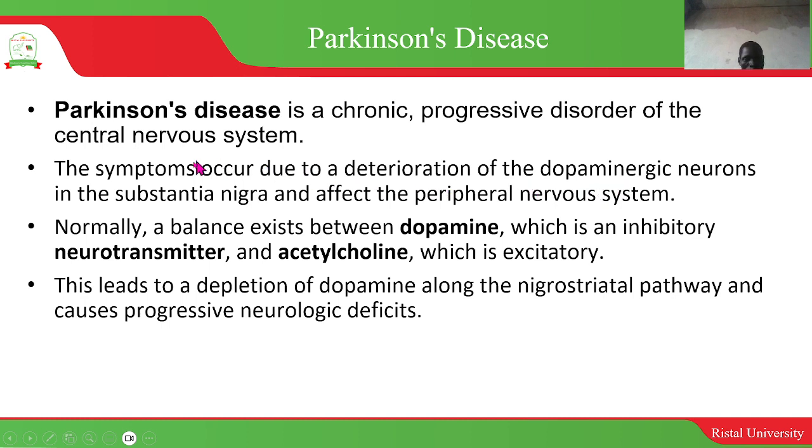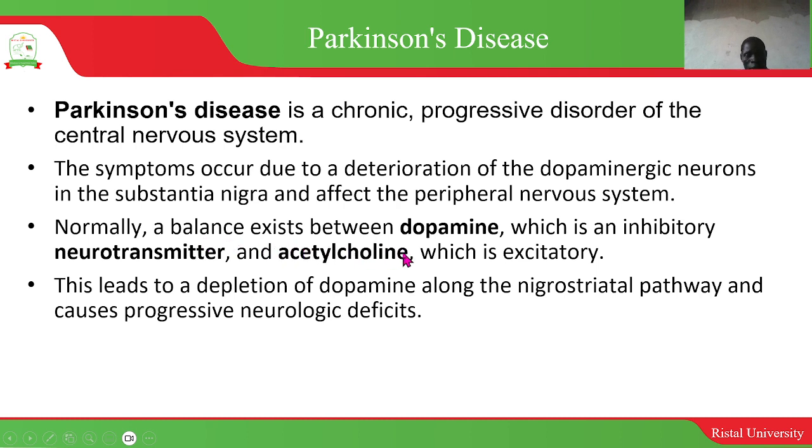So what happens in Parkinson's disease is that there is a deterioration of the dopaminergic neurons. Those neurons that are supposed to produce this dopamine are damaged and they deteriorate and they are not producing dopamine. And therefore, the effects of this are also seen in the peripheral nervous system, and that's why you see this patient manifesting with muscle-related disorders as a result of this particular pathology in the central nervous system.